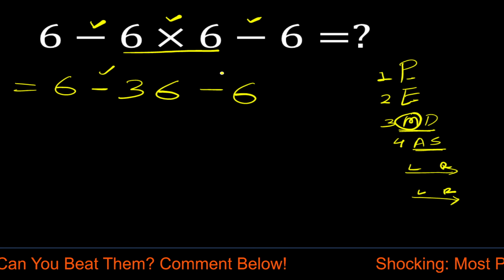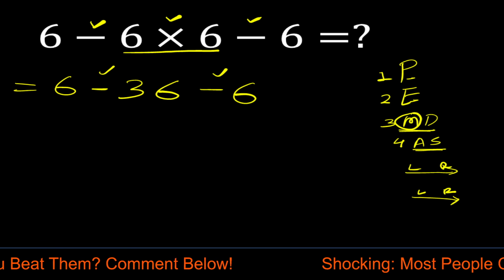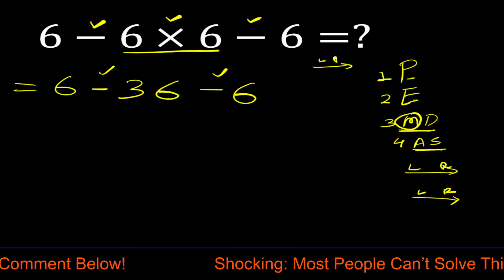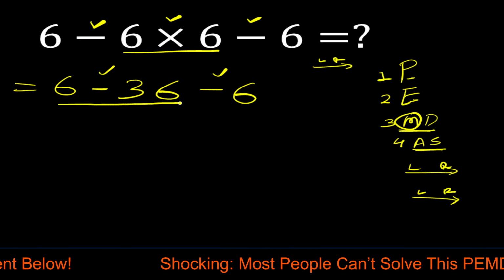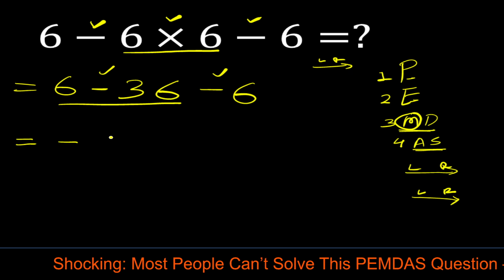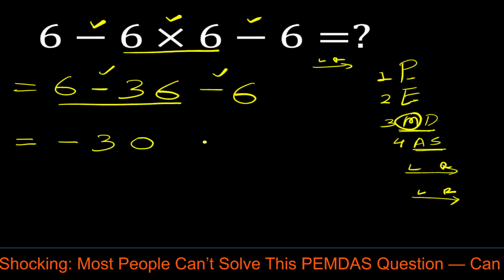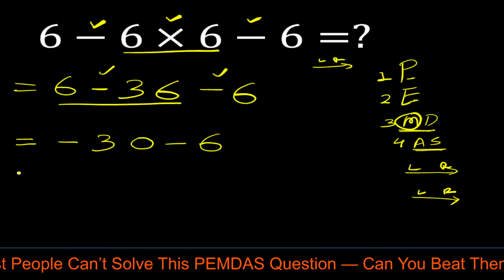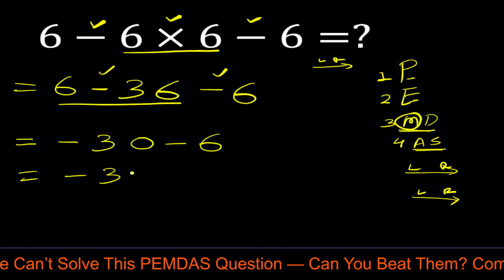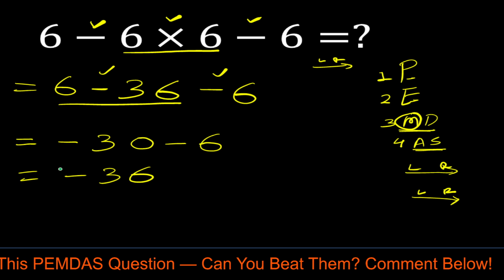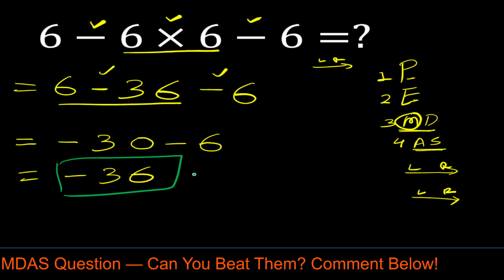Now here we have one subtraction and here one subtraction. Both have equal priority, so we have to solve it from left to right. So first we have to solve this subtraction, right? So 6 minus 36 is equal to minus 30 minus 6. Now minus 30 minus 6 is equal to minus 36. So the correct answer is minus 36, right?